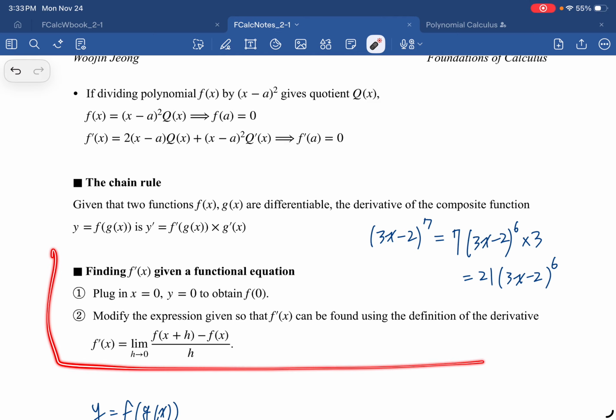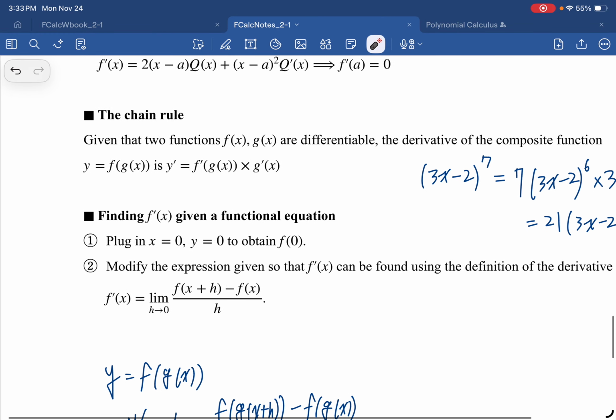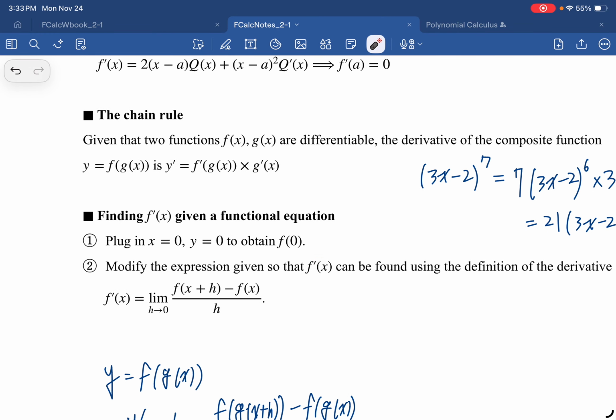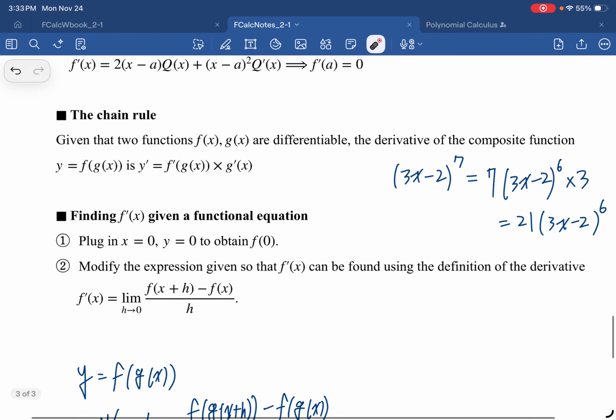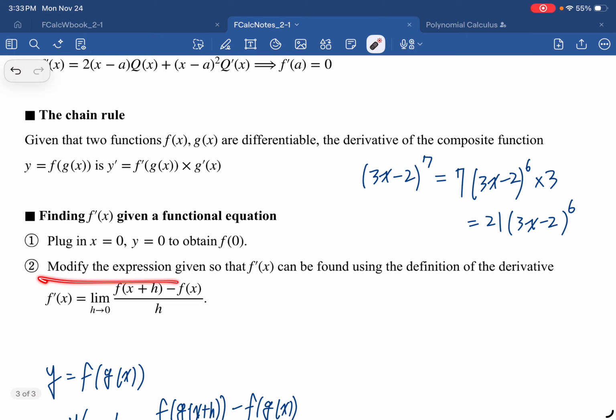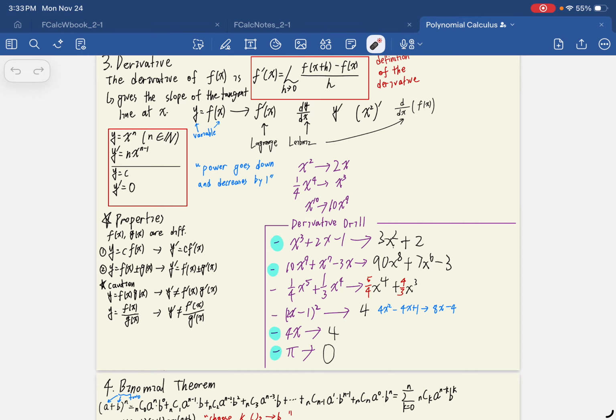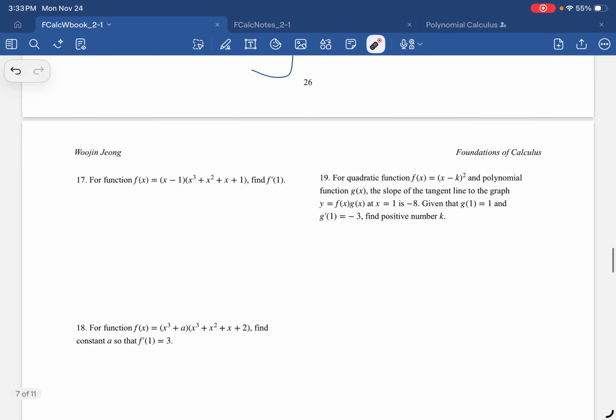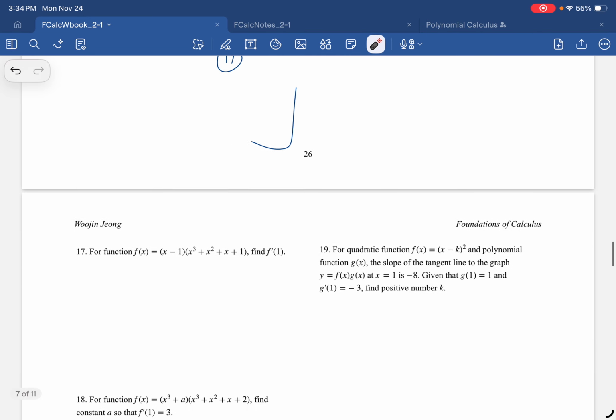And this is the final notes, which was finding f prime given a functional equation, was what we just did in question number 10. Plug in x equals y equals 0 to obtain f of 0. If you require additional information, then this is a good place to start. Plugging in easy numbers or getting all zeros will definitely help. And modify the expression so you get the definition of the derivative was how you tackle those challenging problems. All right, so let's go back to the workbook, and let's see here.